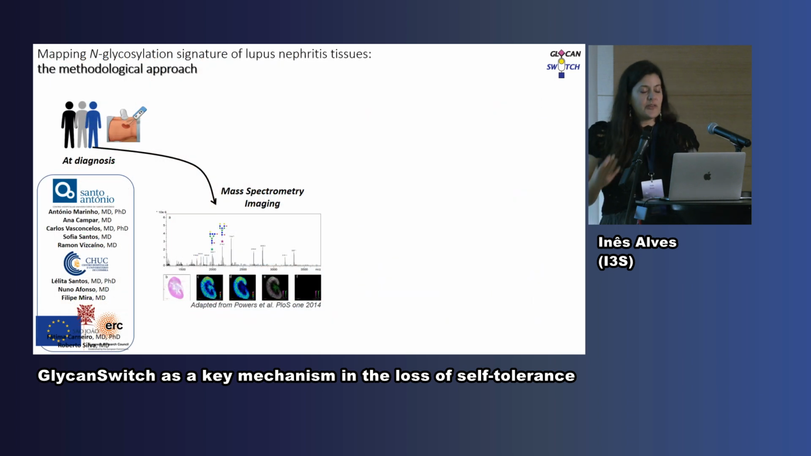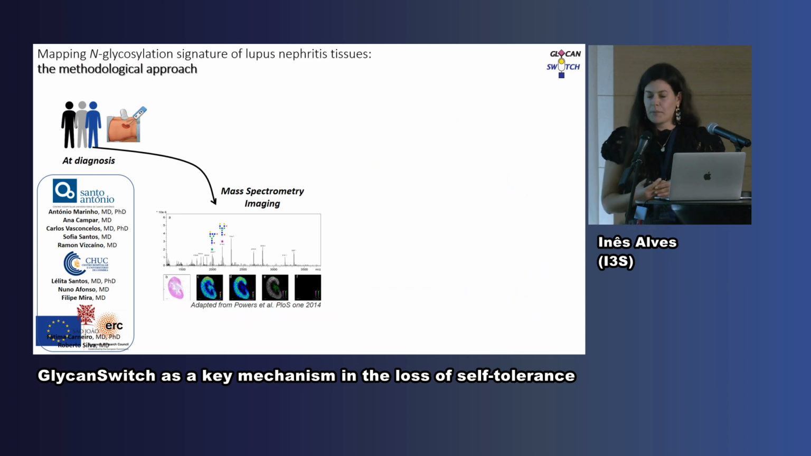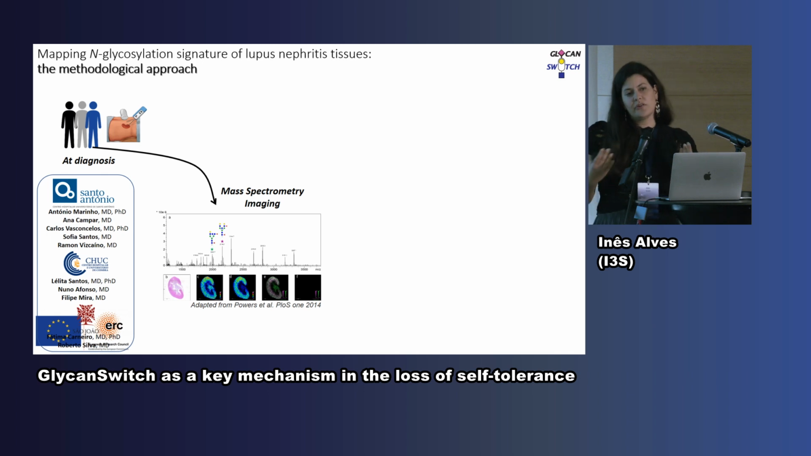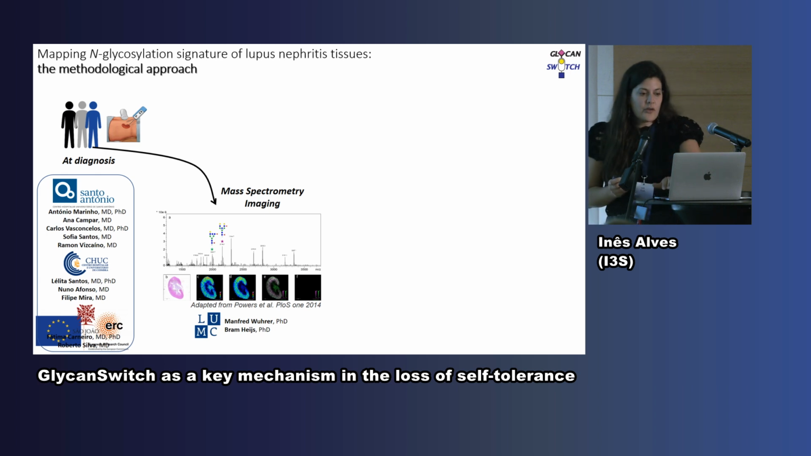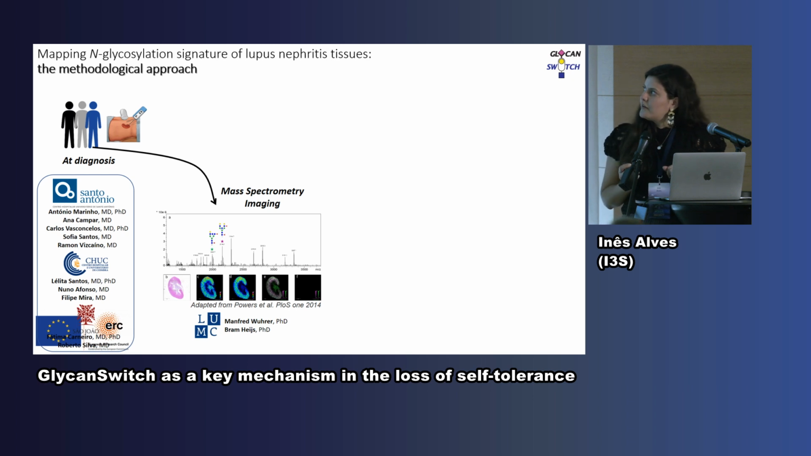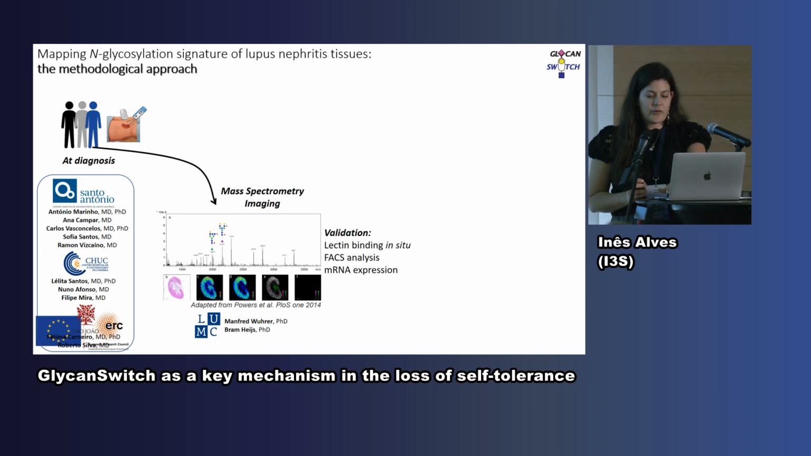So we hypothesized that lupus nephritis and this loss of self-tolerance at the kidney parenchyma could be associated with an altered glycosignature at the epithelial compartment. So in collaboration with three national hospitals, Santo António, Coimbra, and São João in Porto, we were able to perform this 3D mapping of the N-glycosylation profile by mass spectrometry imaging with the collaboration of Manfred and Bram from LUMC. We also validated these findings by lectin binding in situ and also flow cytometry analysis.